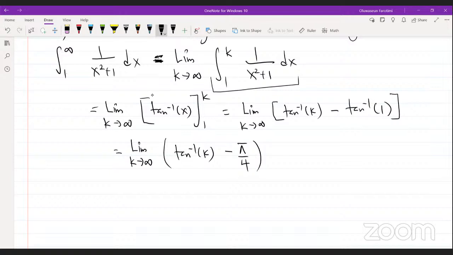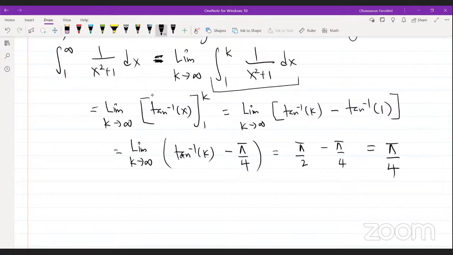Now you want to find these limits. Let's see who remembers how to compute limits. What is the limit of tan inverse of k as k goes to infinity? Remember, if you graph the tan inverse function, you have an asymptote at pi over 2. So that means this is just pi over 2 minus pi over 4. And this is exactly what, guys? Pi over 4.